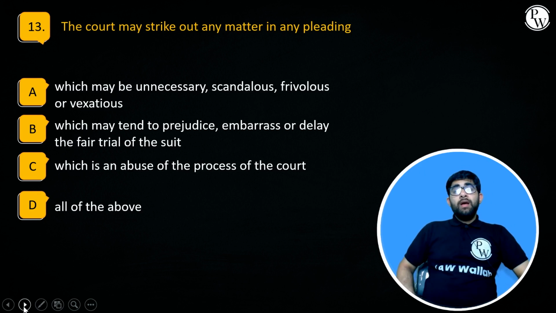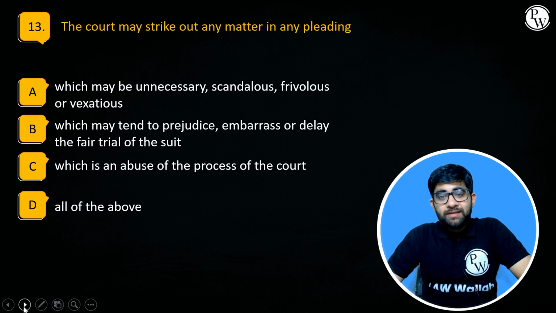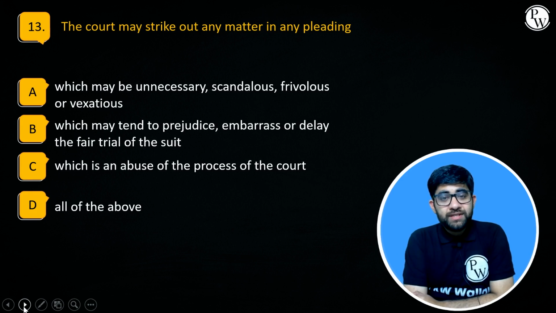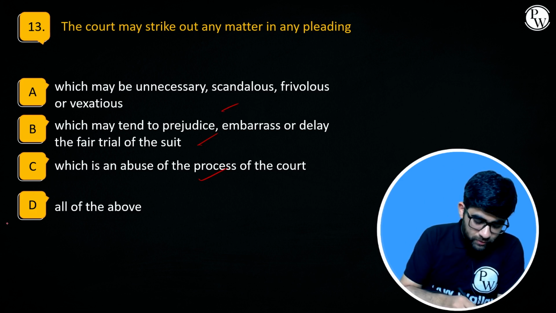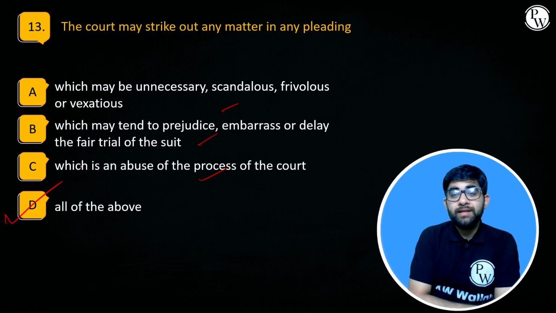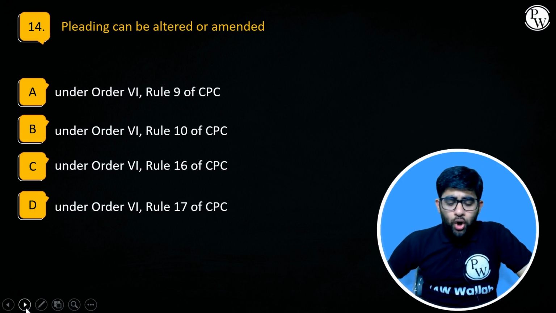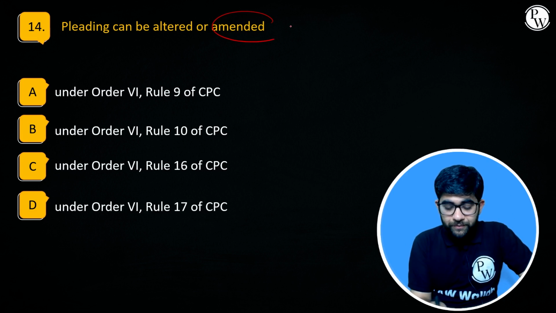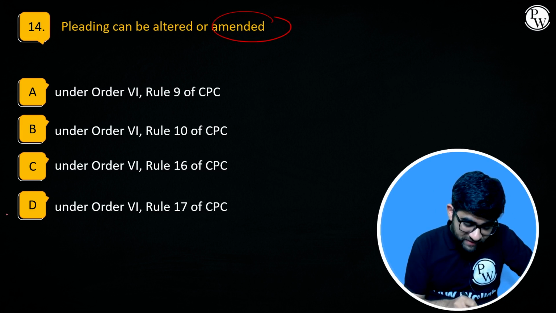Next, the court may strike out any matter in any pleading which may be unnecessary, scandalous, frivolous, or vexatious, which may tend to prejudice, embarrass, or delay the fair trial of the suit, which is an abuse of the process of the court. All are correct. Hence, the answer is D. Next, pleading can be altered or amended. Now, altered or amended is under Order 6 Rule 17.